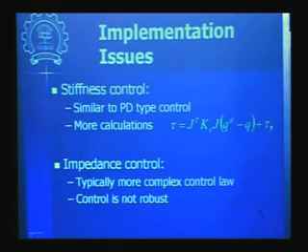And this tau b is a torque with which we can add some damping into the system or something of that sort, or we can simply make tau b equal to 0, that will also do. And then in the impedance control, implementation is more complex. Typically you will find that the control will be more complicated in this case, and the control is not robust in the impedance control case.